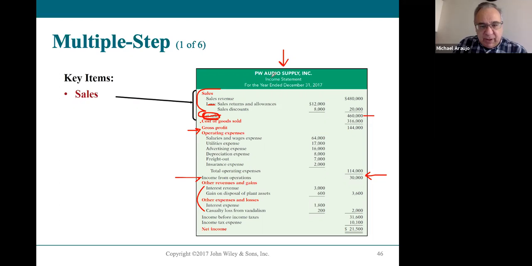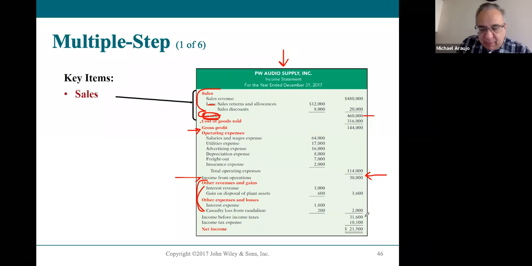Now look at PW Audio, they have other things going on. They have interest income, that's revenue. They sold off an asset and made a $600 gain. That's technically revenue. They had interest expense, and they had a loss from vandalism that they could expense that particular year. So all this other stuff doesn't have anything to do with them selling what they sell. But there are other things that happen in the company which they have to recognize either as revenue or an expense.